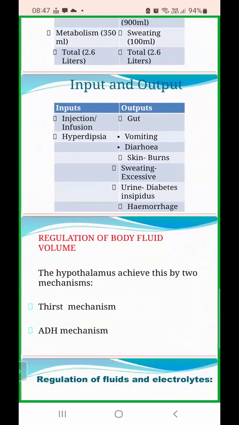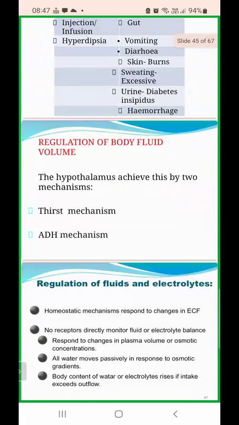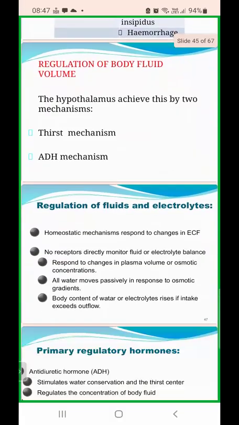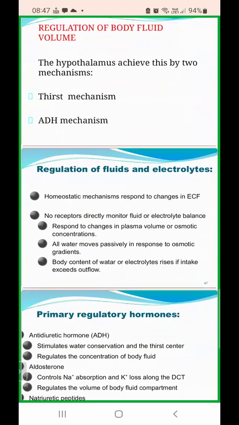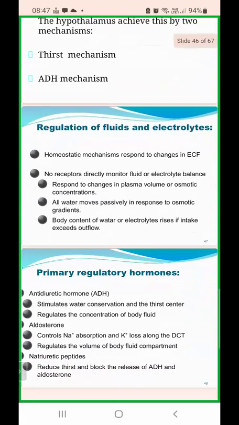So, regulation of body fluid volume by the hypothalamus is achieved by two mechanisms: the thirst mechanism and the ADH mechanism. We know that in the regulation of fluid and electrolytes, homeostatic mechanisms respond to changes in ECF. No receptors directly monitor the fluid or electrolyte balance. They respond to changes in the plasma volume or the osmotic concentration. All the water moves passively in response to osmotic gradients. The body content of water and electrolytes rises if the intake exceeds the output.